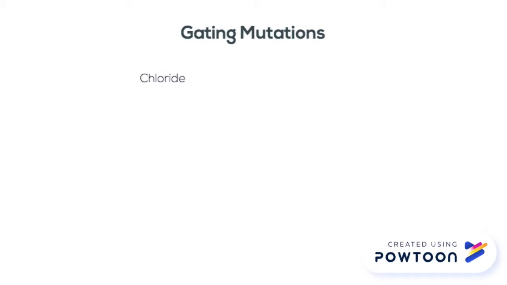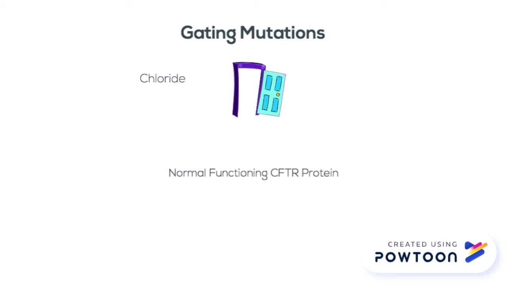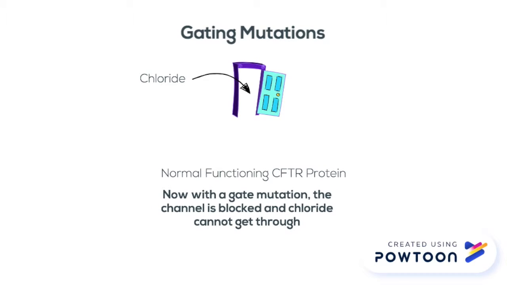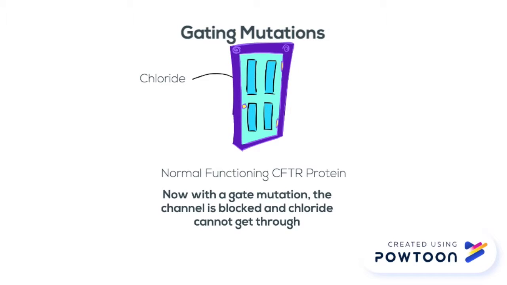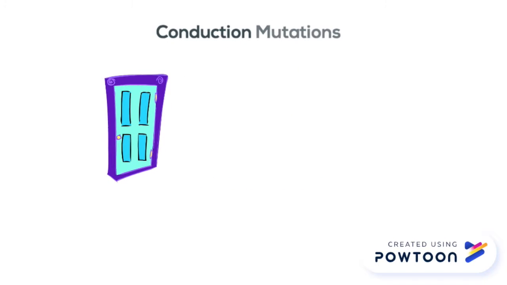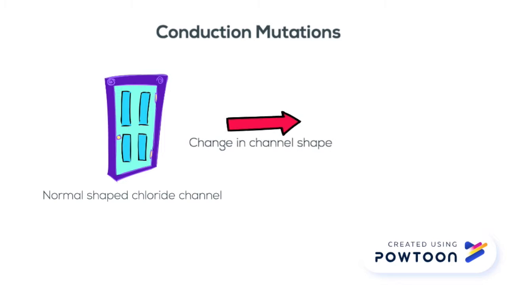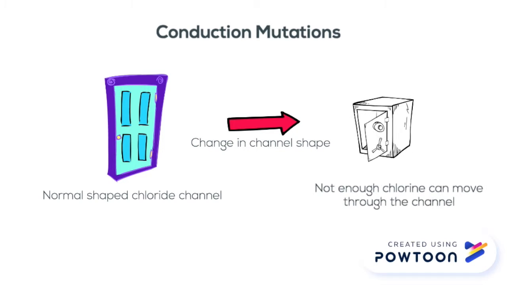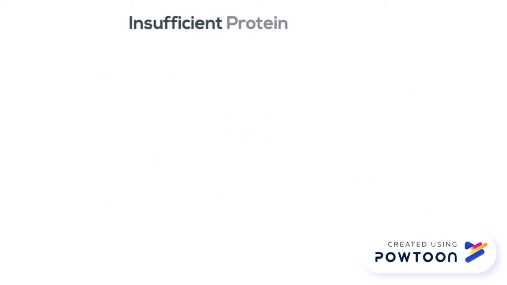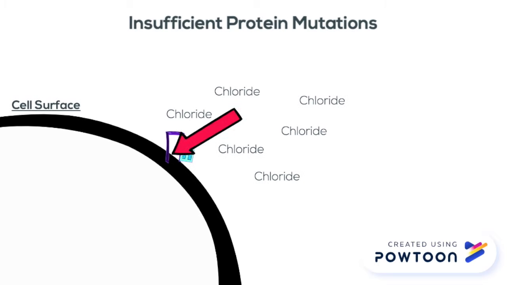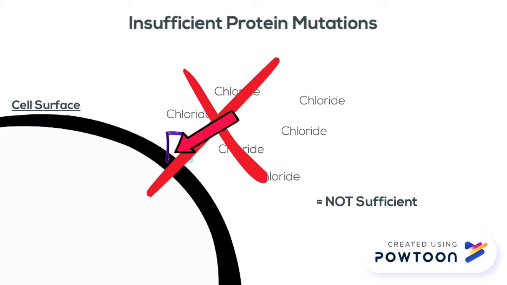Gating mutations. The CFTR protein is shaped like a tunnel with a gate. The cell can open the gate when chloride needs to flow through the channel, otherwise the gate stays closed. Gating mutations lock the gate in the closed position so that chloride cannot get through. Conduction mutations change the shape of the inside of the tunnel so that chloride cannot move through as easily as it should. And insufficient protein mutations cause a reduced amount of CFTR protein at the cell surface.